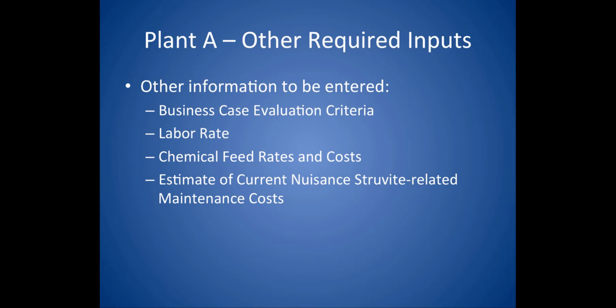Some additional information that was entered for this case study includes the importance of each of the business case evaluation, or BCE, criteria, the average labor rate for operations and maintenance personnel at the plant, the feed rate and the cost for the supplemental carbon and the ferric chloride, and an estimate of the labor and the direct costs, including parts, materials, tools, spent dealing with the negative impacts of struvite forming in the system.